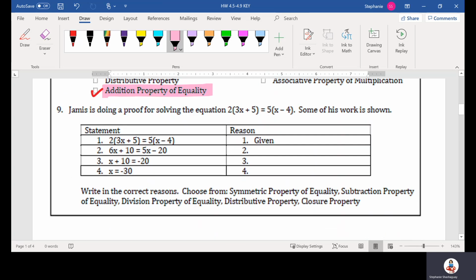All right, looking at number 9. Jamie is doing a proof for solving the equation 2 multiplied by 3x plus 5 equals 5 multiplied by x minus 4. Some of his work is shown. So again, we started off just with the provided equation, so reason number 1 is always given. To go from reason 1 to number 2, we used the distributive property again. We distributed that 2 to both terms in the parentheses on the left side of the equal sign, and the 5 to both terms in the parentheses on the right side. So we just used the distributive property.